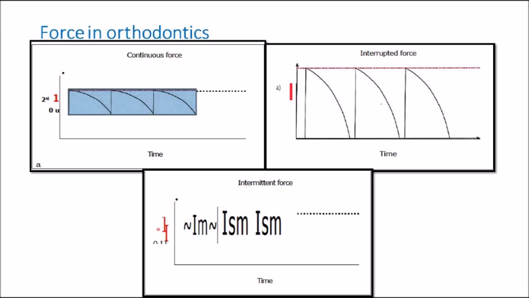So please note the difference: interrupted force, intermittent force, and continuous force. Continuous force is one in which there is a gradual reduction in the force, but it is not touching the zero value.